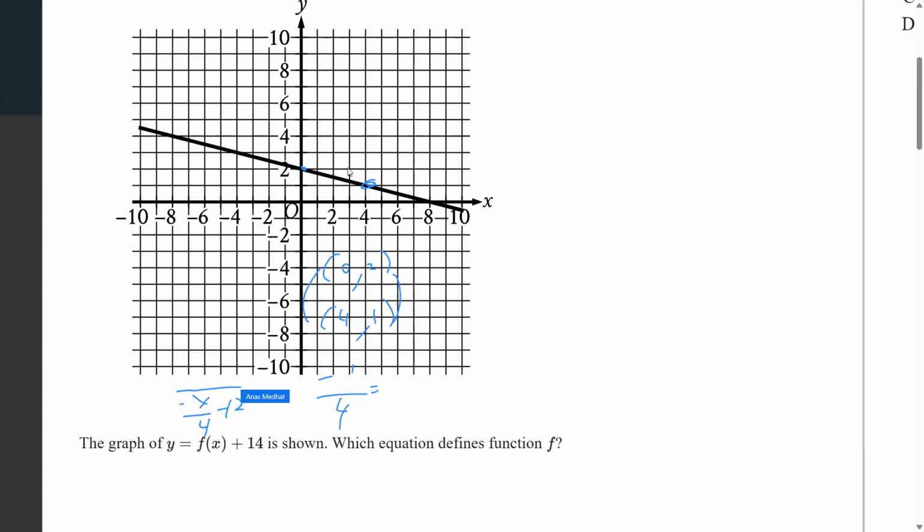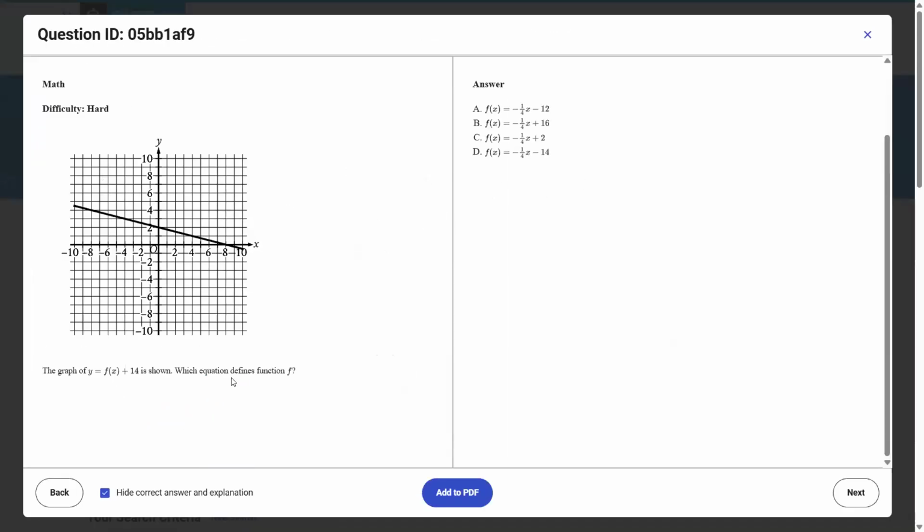Sorry, this is equal to y, not f of x. This is equal to y. So y equals f(x) plus 14, and subtract 14, so you get f(x). It will be minus x over 4 minus 12. So the answer is A.